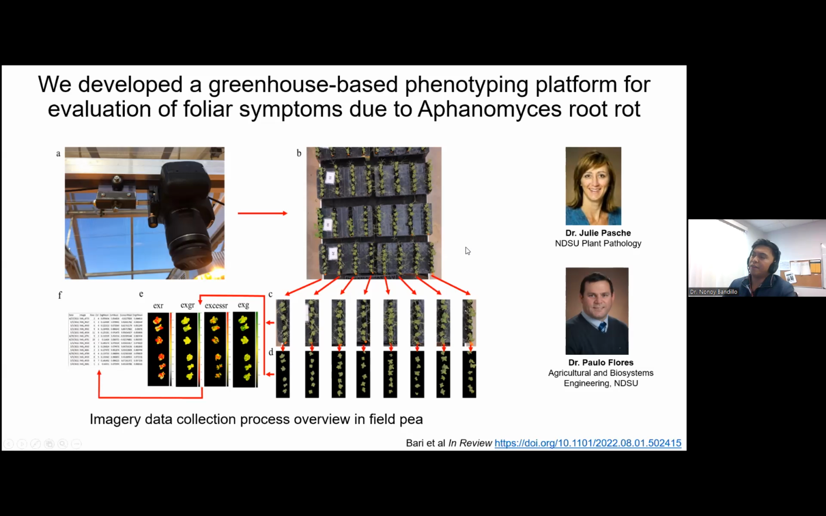Okay, and then you can process the images. You can break it by plot, and then create orthomosaic images, and then create some indices you can find here, and then you need to isolate the noise and only focus on the plants. And then at the end of the day, what you would have is something like this, the numerical values that can be used for any downstream analysis.